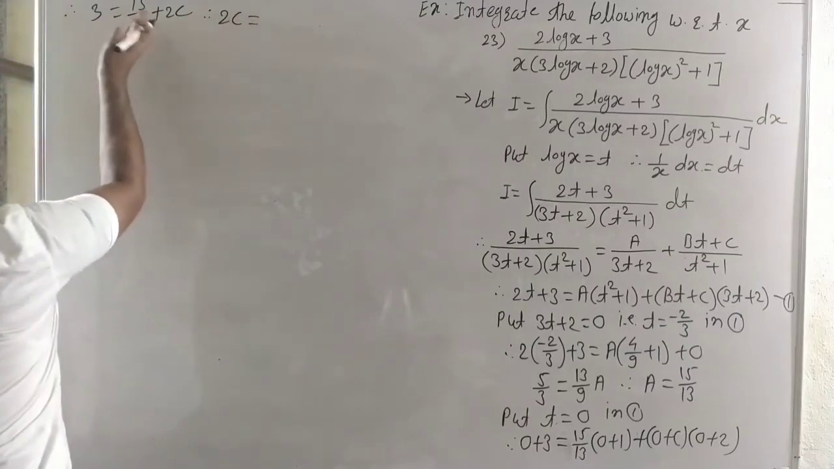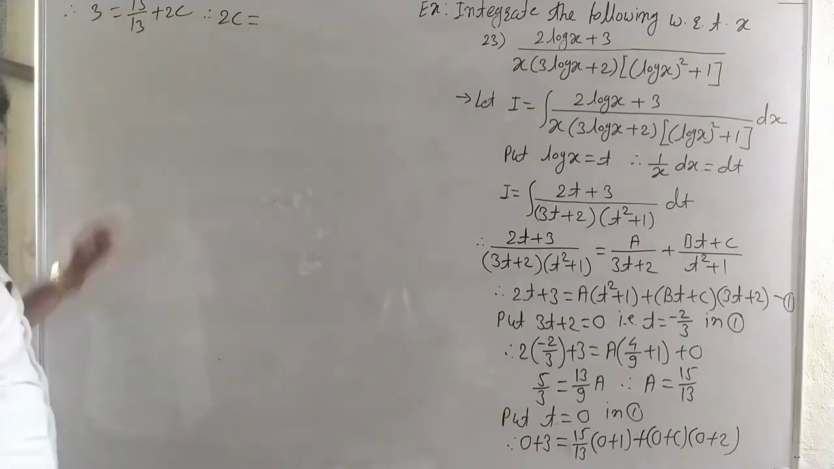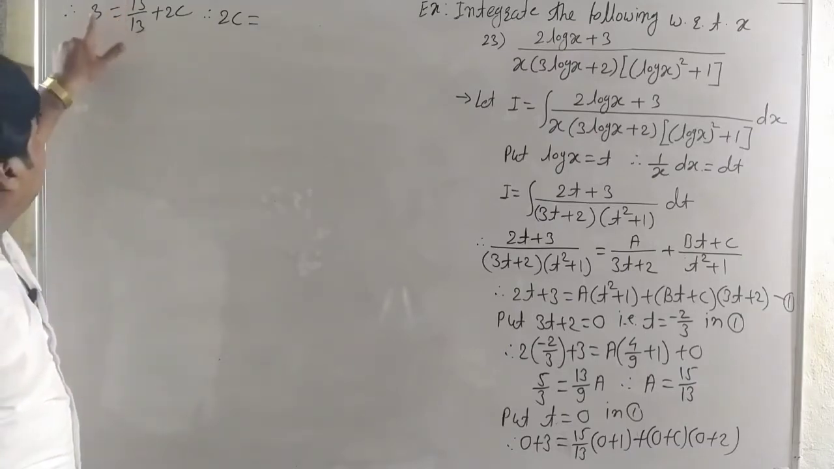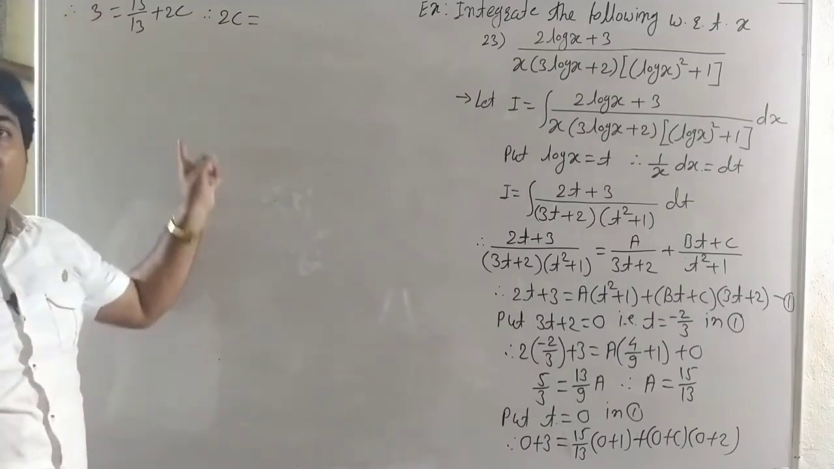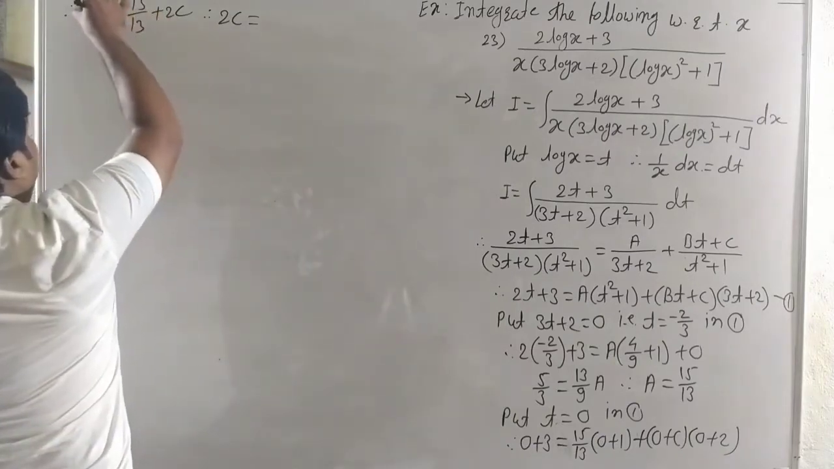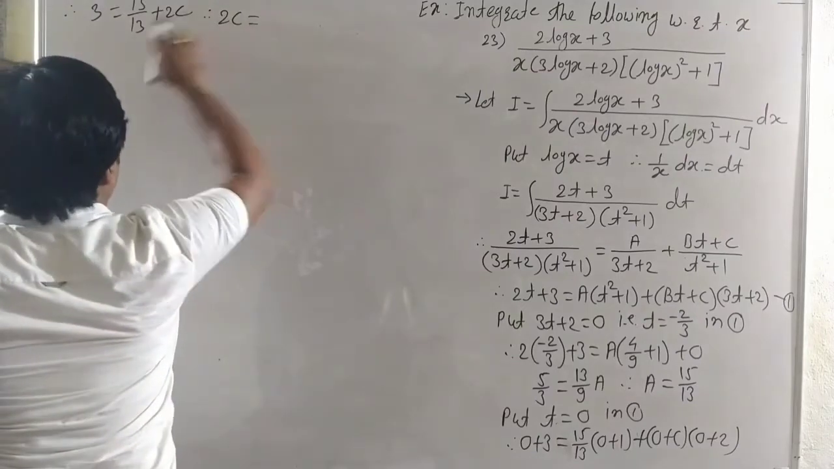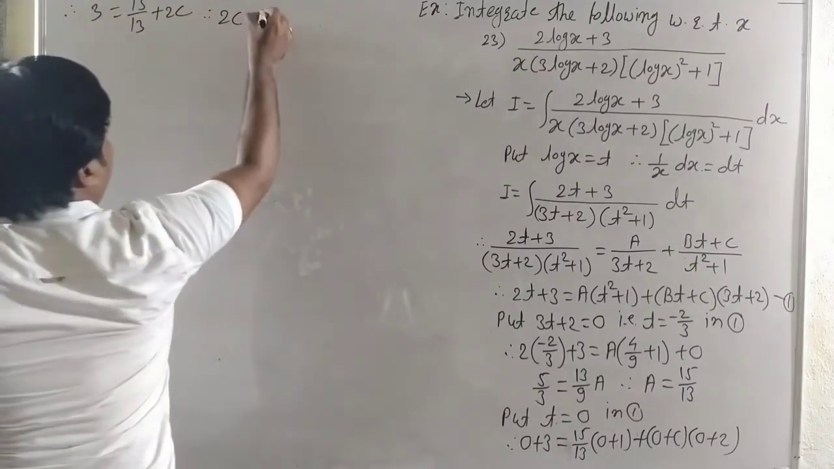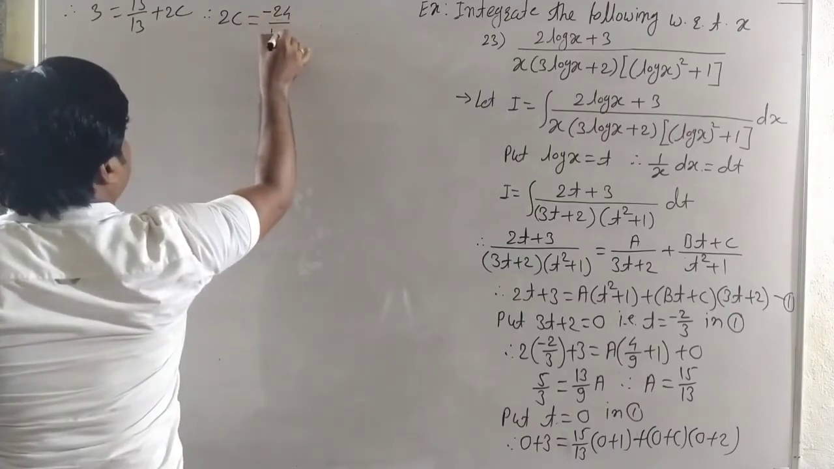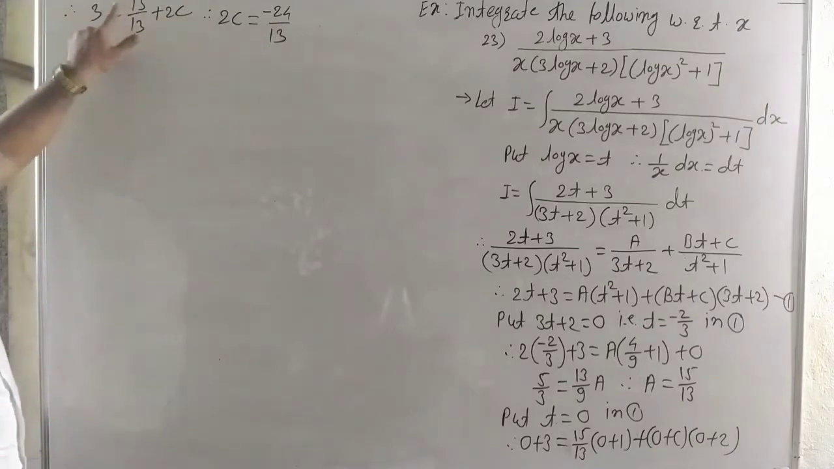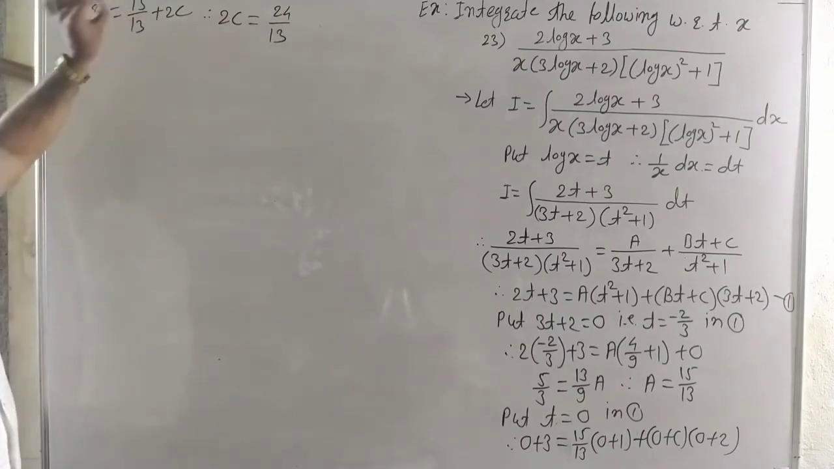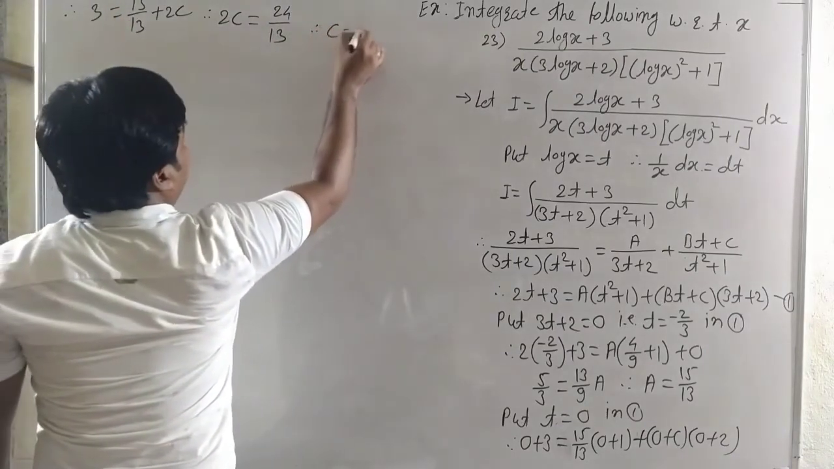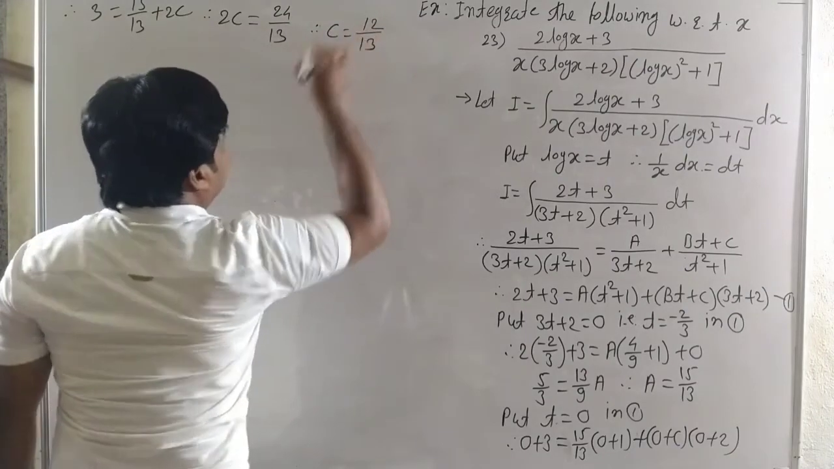So 2c is equal to 3 minus 15 by 13, that is 3 into 13, 39, minus 15, which is 24, so 24 upon 13 is the value of 2c, and therefore c is equal to 12 by 13. This is the value of c.